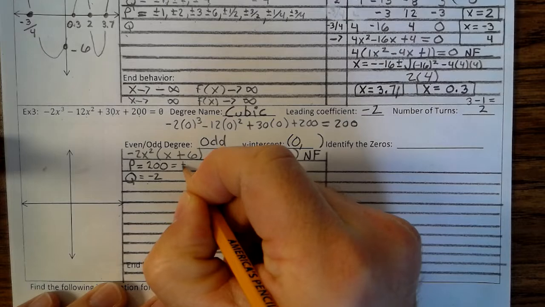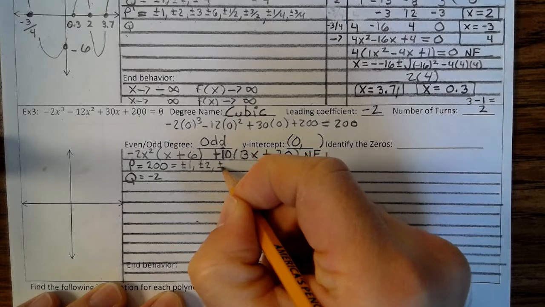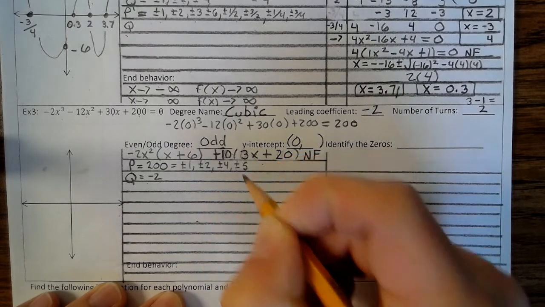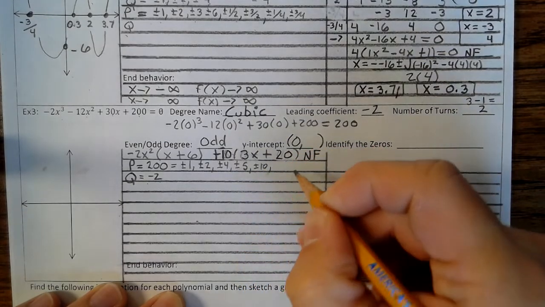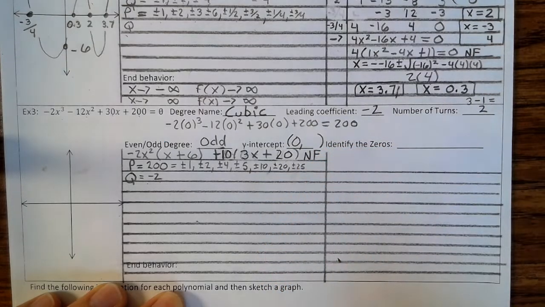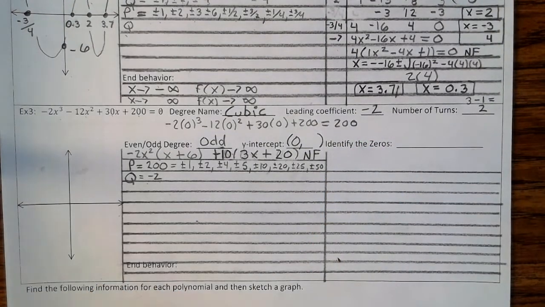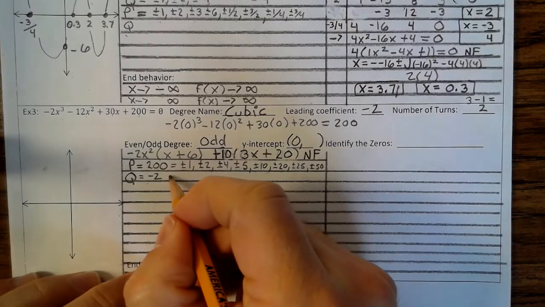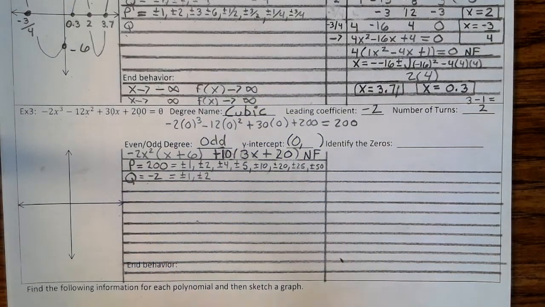So that's plus or minus 1, plus or minus 2, plus or minus 4, plus or minus 5, plus or minus 10, plus or minus 20, plus or minus 25, and plus or minus 50. And 200 is one as well, but I don't think we need to worry about that one. And then all the factors of negative 2 are plus or minus 1, plus or minus 2. Okay?